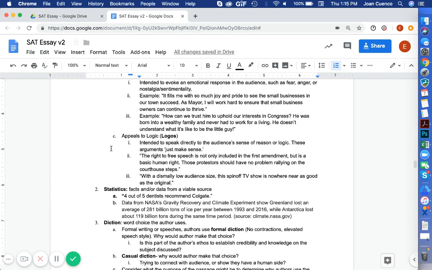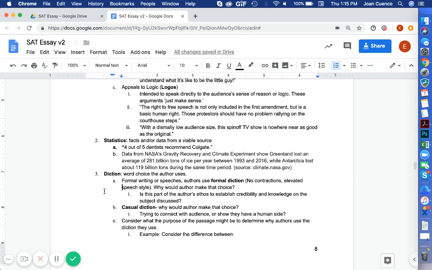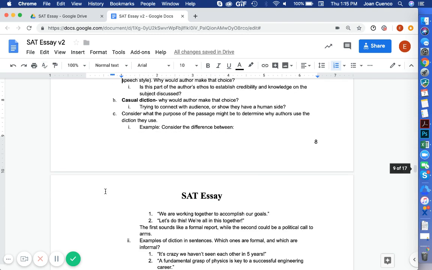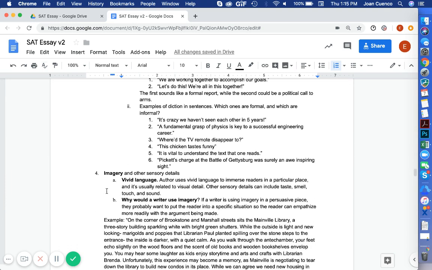And then we provide a number of other big rhetorical methods. So like using statistics, which is facts or data from a viable source. Diction is a big one. What kind of tone and words does the author use? So continue to study this glossary, because the better you know these terms, the more tools you'll have in your tool belt when it comes time to write the essay.